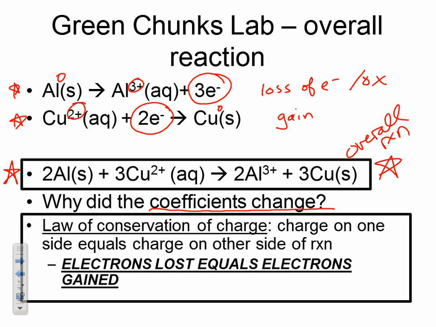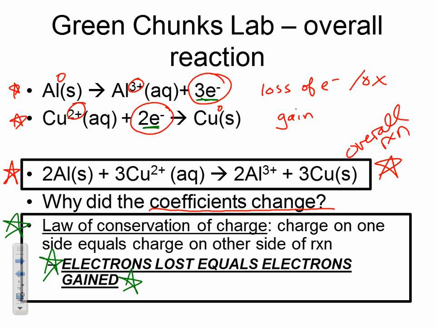And the reason is due to this. The law of conservation of charge. The law of conservation of charge states that the charge on one side of an overall balanced equation, or even a half reaction, must be equal to the charge on the other side, i.e., the number of electrons that you lose must be equal to the number of electrons that you gain. And we don't have that here because we have 3 and we have 2.